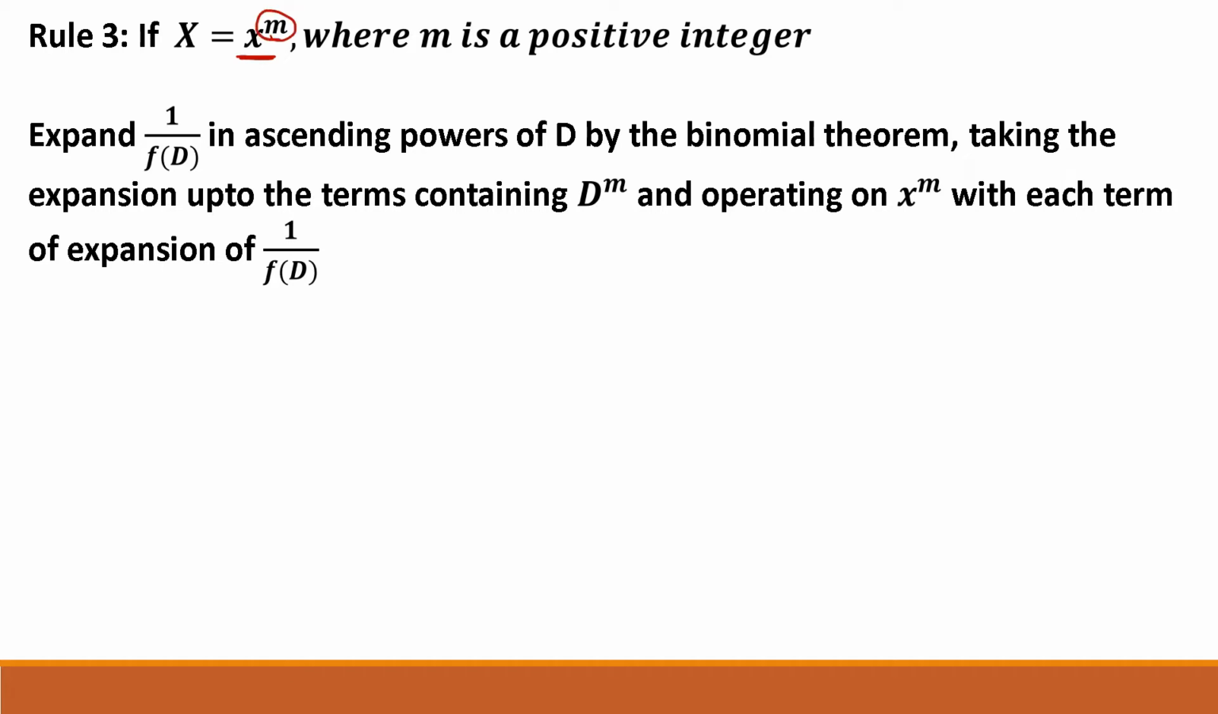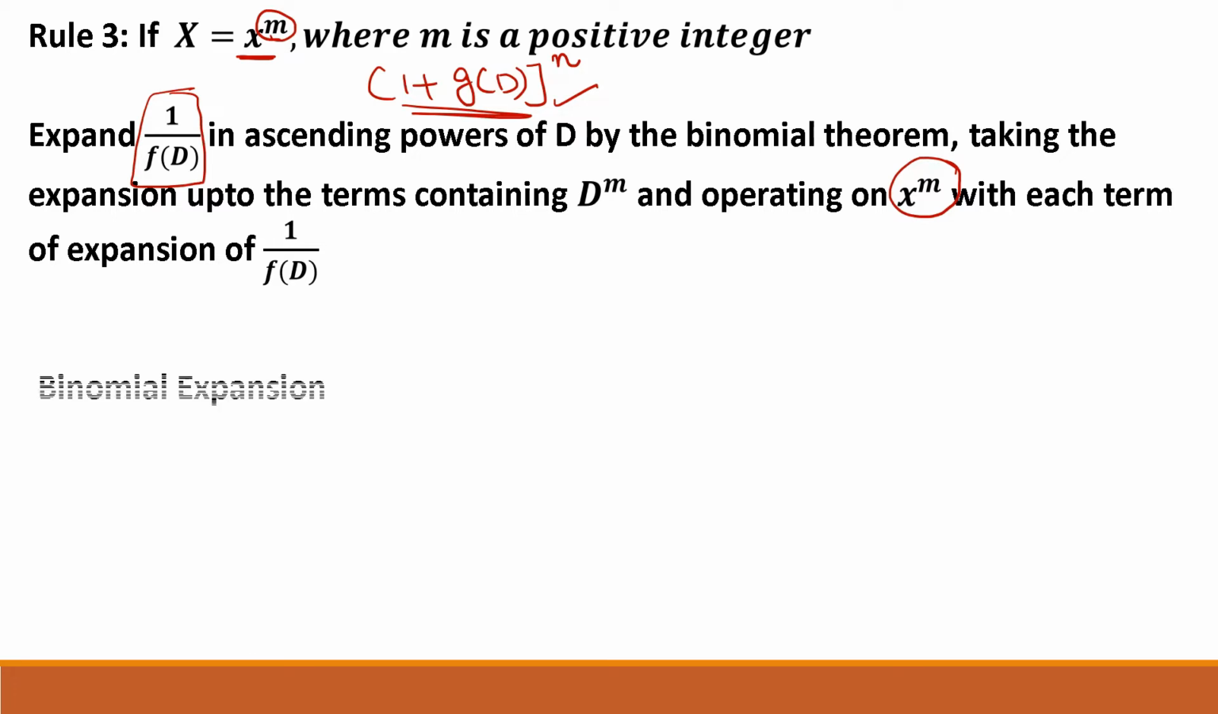So in this case, how will we get the particular integral? We will convert this 1 over f of D into the form 1 plus some other function of D, to some power n. Then we'll apply the binomial theorem, and whatever expansion we get, we'll ultimately operate it over x to the power m. This is easy to understand along with one example, but before that you must know the binomial expansion.